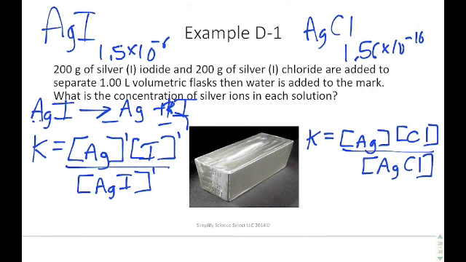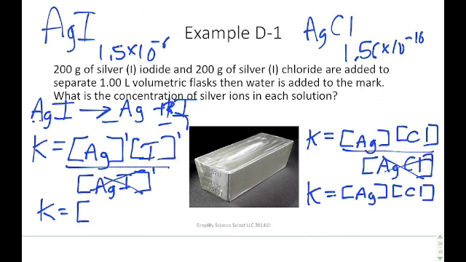One of the really important things for you to understand is that solids are not included whenever we look at a KSP value. AgI is considered to be a solid. AgCl is considered to be a solid. So it cancels out in both cases. What we're left with is K equals Ag times Cl, and also K equals Ag times I. Now if I'm trying to figure out which has the most silver ions, none of this really matters in terms of how many grams of each is added.